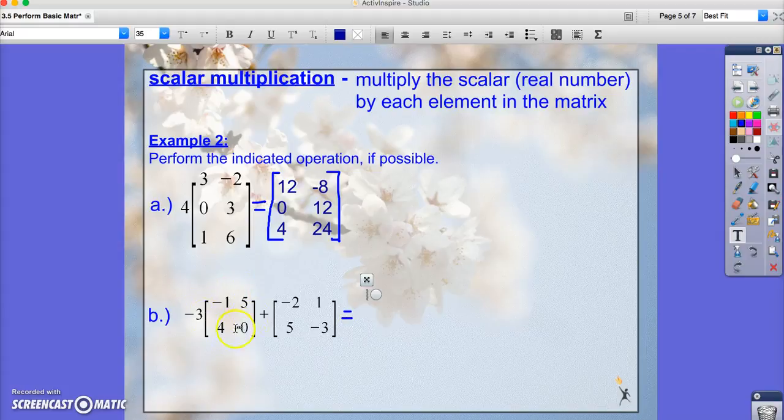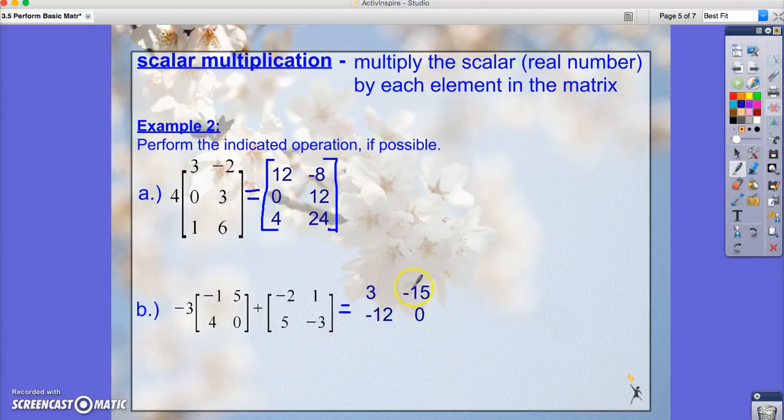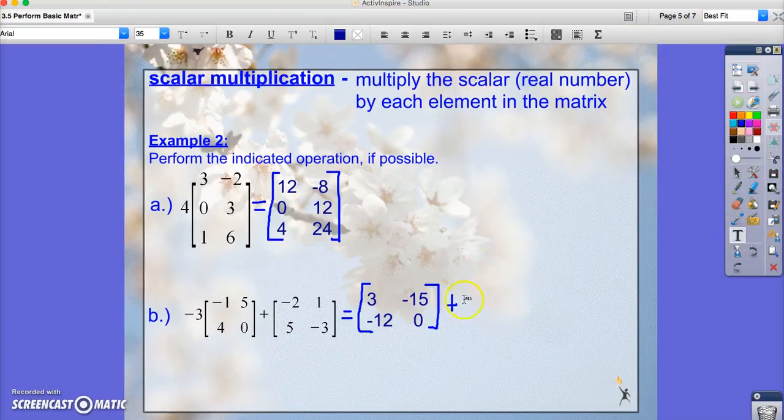So let's take a minute here. I'm going to multiply this one little piece by negative 3. Negative 3 times negative 1 is 3. Negative 3 times 5 is negative 15. Negative 3 times 4 is negative 12. Let's give myself some space here. And then negative 3 times 0 is just 0. So here's the first part. I'm simply multiplying negative 3 by this first matrix. Now don't forget, we actually have to bring over the other matrix.